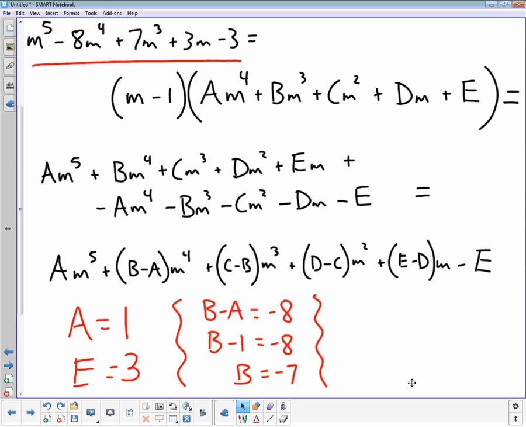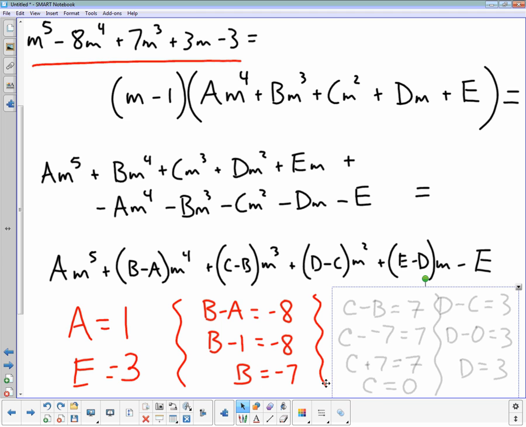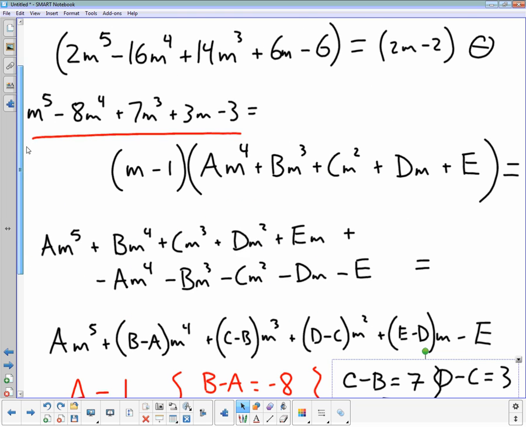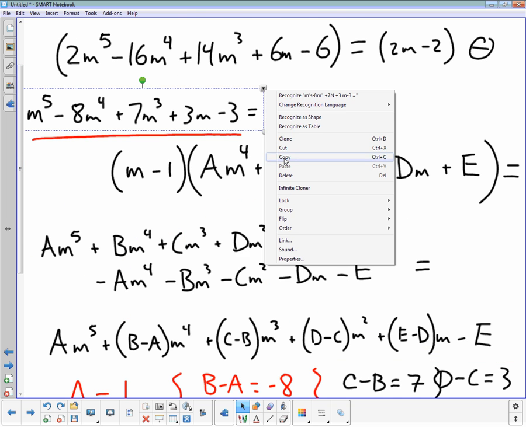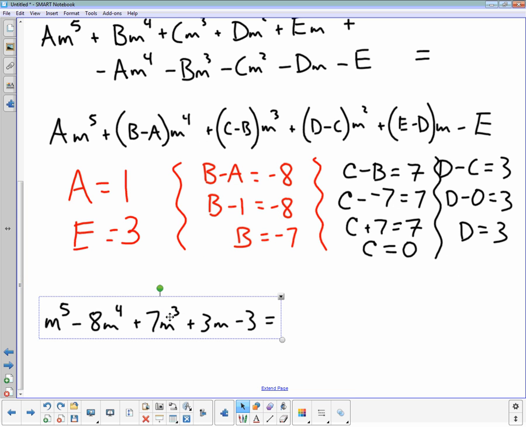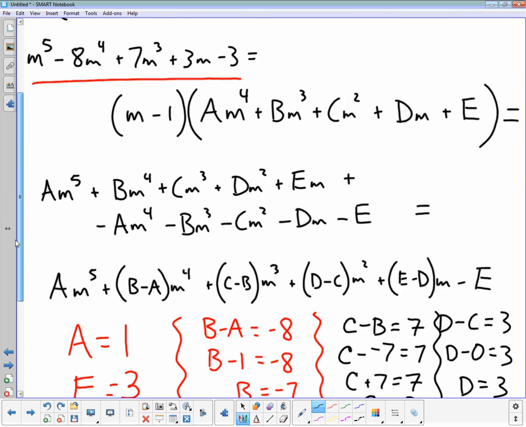So we all get it? Is that what you guys got? 0 and 3. So now we can go back to the original and say that this is equal to, was it x plus 1? x minus 1.